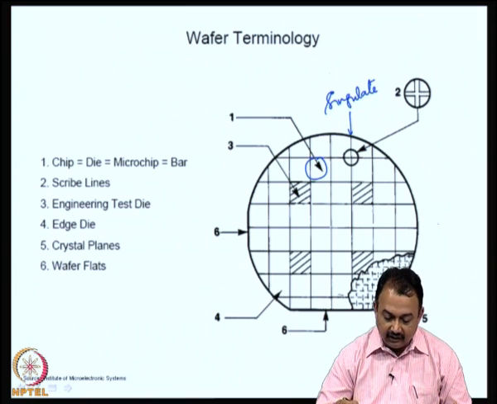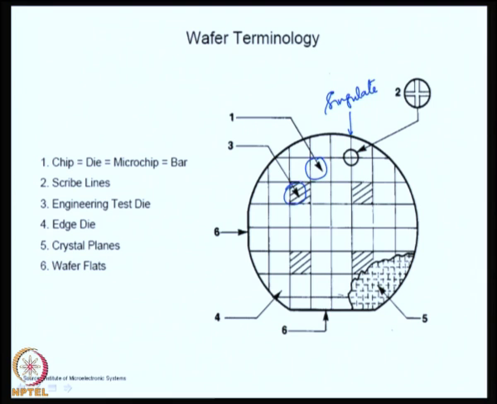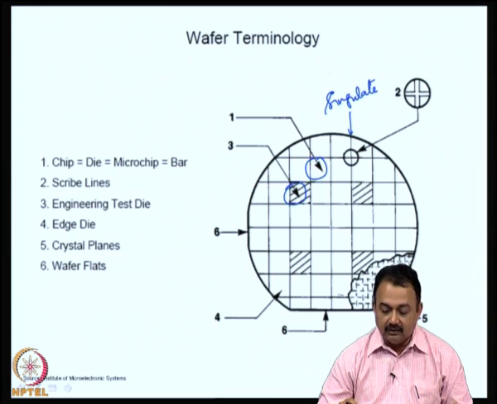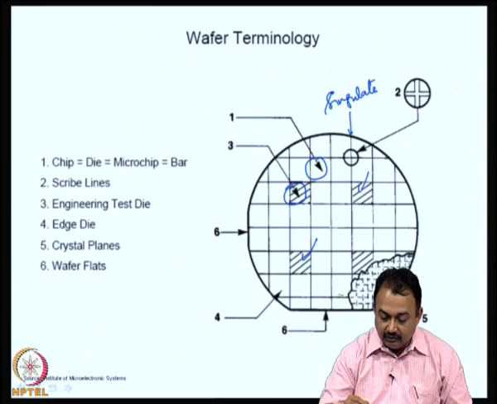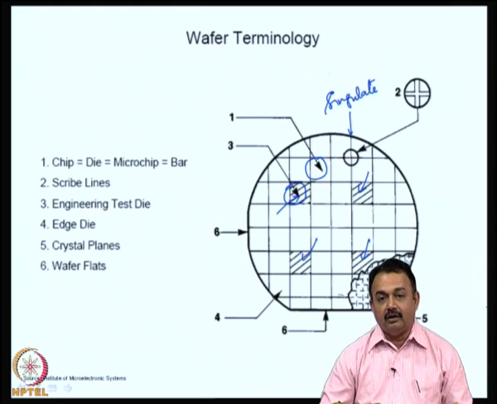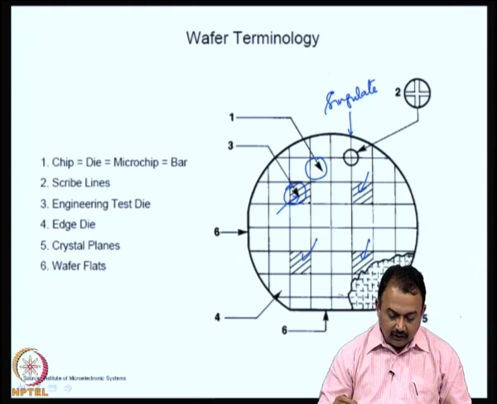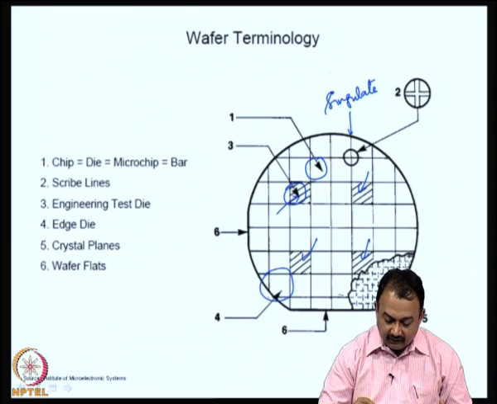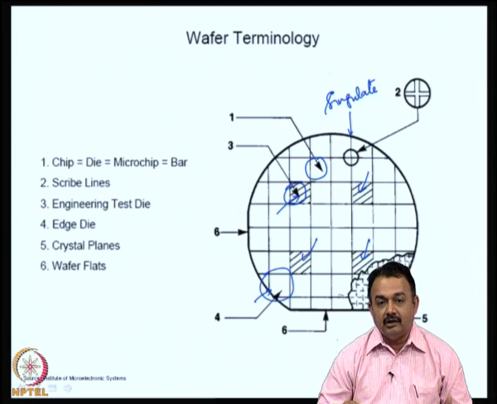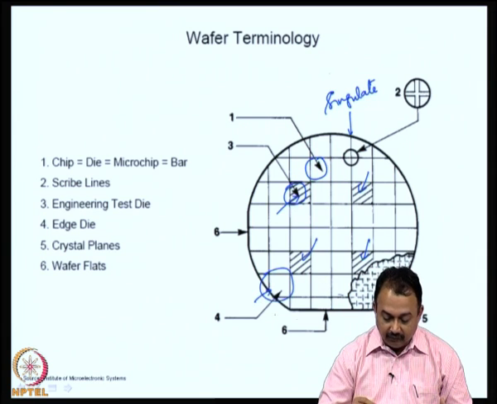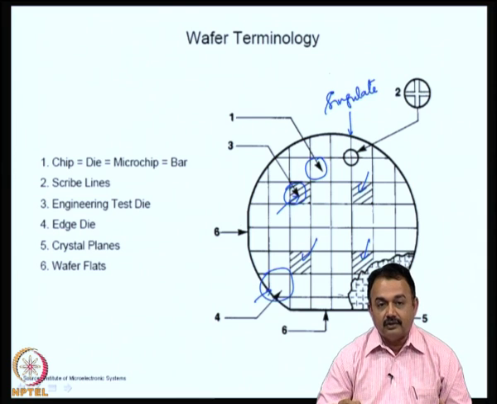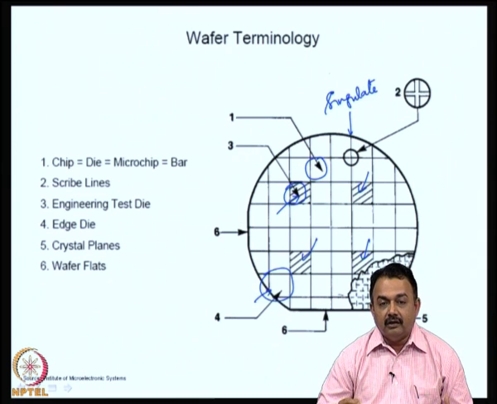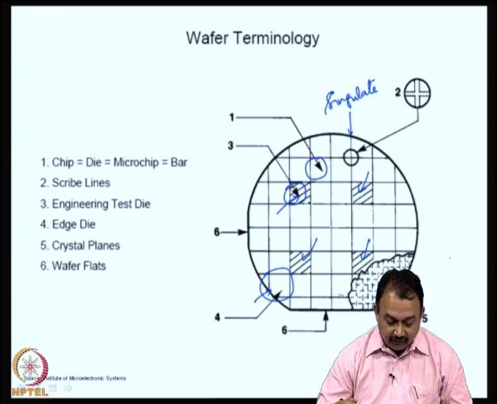Then you have the engineering test die. This is normally used for testing, electrical test on the wafer. So, instead of doing the test on all the pieces, there will be some test areas where you can quickly do the electrical test automatically using automated test equipment. Then you have what is known as the edge die. Now, with edge die there is always a loss. So, by basic design you must not have too many edge dies, because you are going to lose the capturing of the design on the wafer.